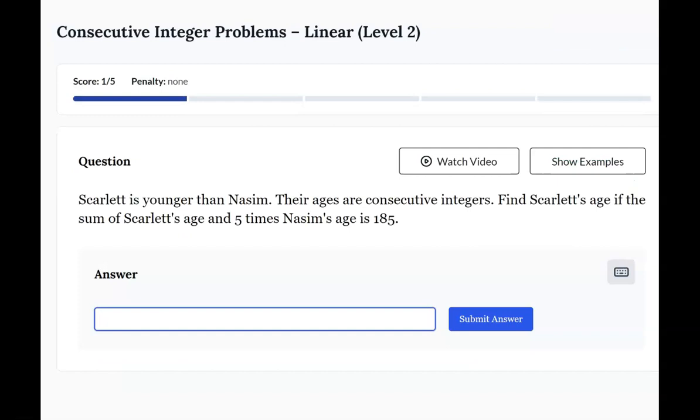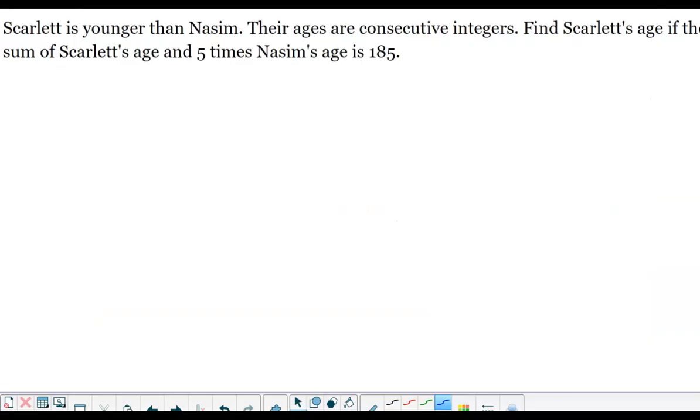Scarlett is younger than Nassim, and their ages are consecutive integers. Find Scarlett's age if the sum of Scarlett's age and 5 times Nassim's is 185. All right, let's start by taking some notes here. So Scarlett is younger than Nassim, so we've got Scarlett and we've got Nassim, and their ages are consecutive integers, so Scarlett is n and Nassim is n plus 1.